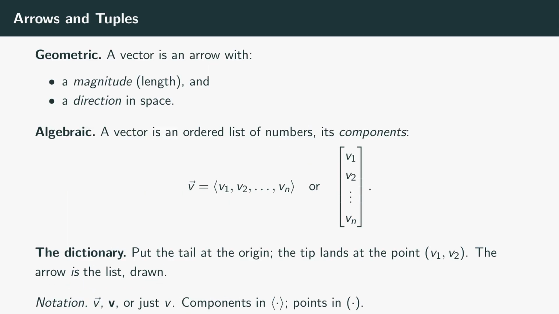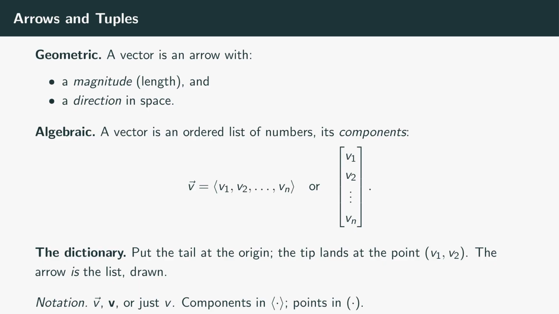Let's pin down both faces. Geometrically, a vector is an arrow, and an arrow carries exactly two pieces of information: how long it is, its magnitude, and which way it points, its direction. Notice what is not on that list, where the arrow starts. An arrow here and an identical arrow shifted over there, same length and same direction, represent the same vector. A vector is a displacement, not a place.